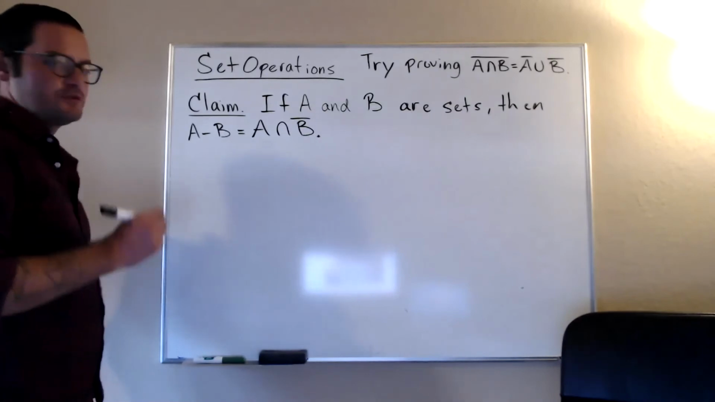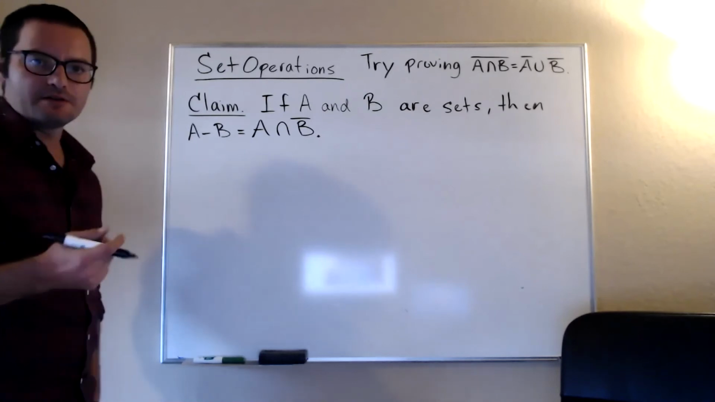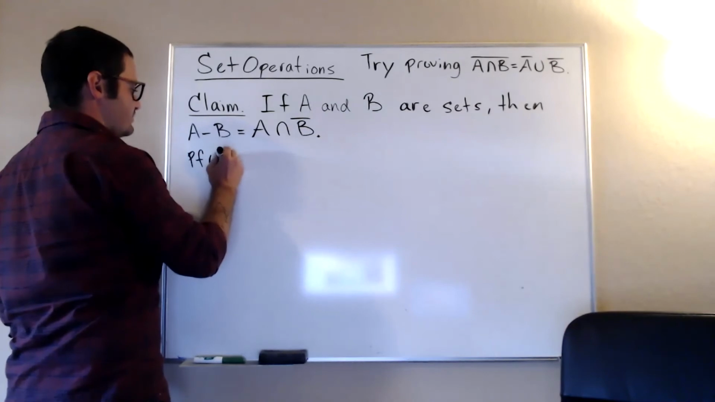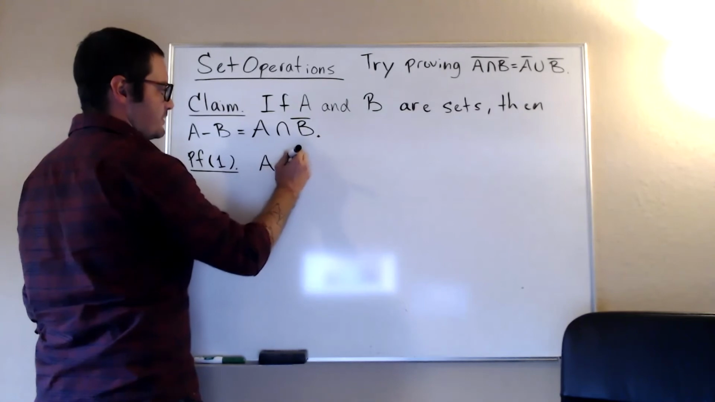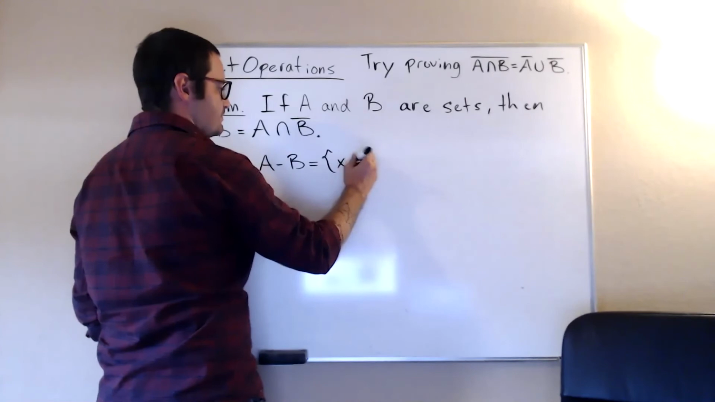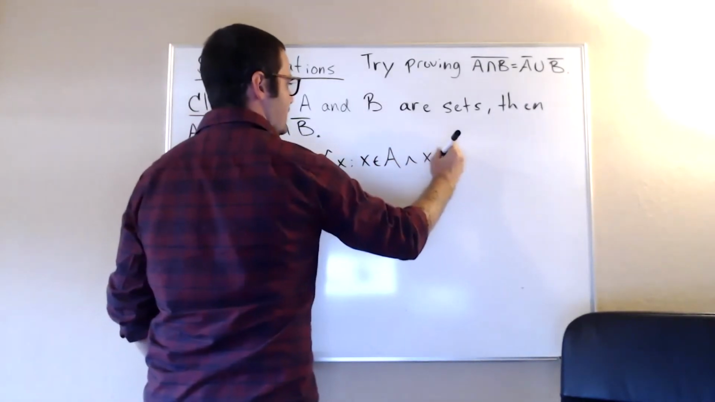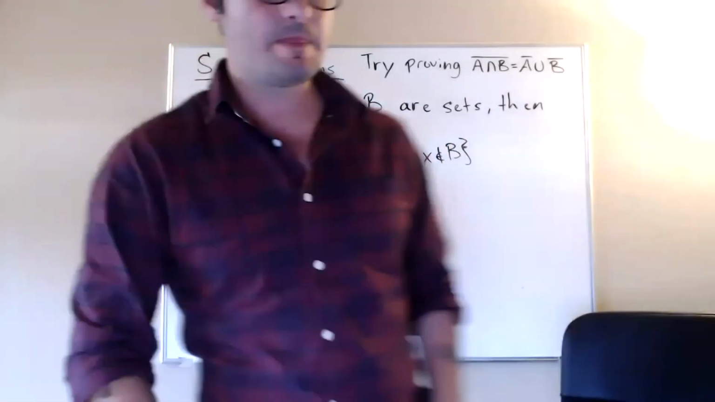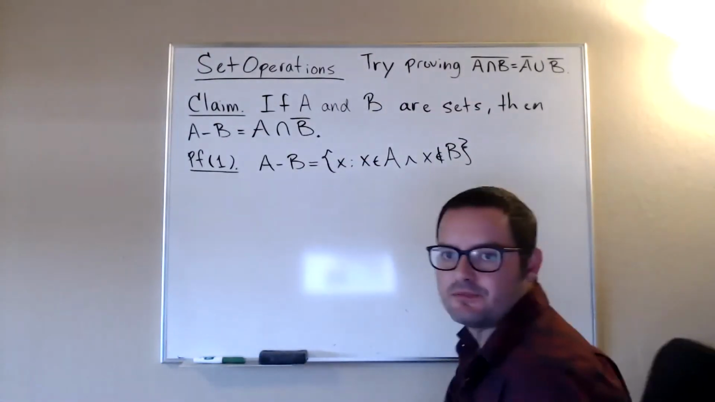Okay, so there's two ways to do this actually, to establish equalities. I'll go ahead and do both of them. So this is proof version 1. It's very simple, you just start on one side, write down the definition. So x is in A, and x is not in B. But then if x is not in B, then it must be in B complement.